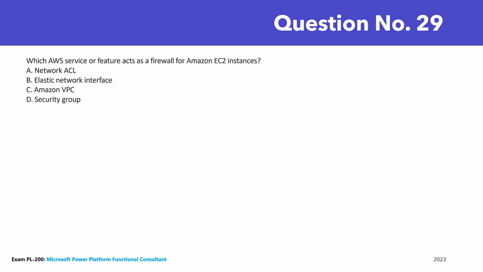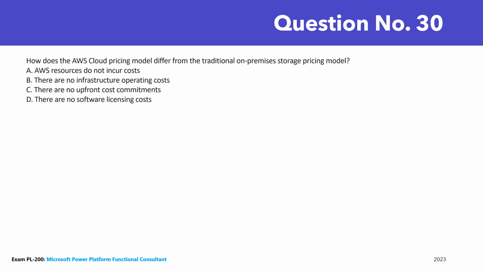Which AWS service or feature acts as a firewall for Amazon EC2 instances? A. Network ACL. B. Elastic Network Interface. C. Amazon VPC. D. Security Group. Correct answer, D. How does the AWS Cloud pricing model differ from the traditional on-premises storage pricing model?